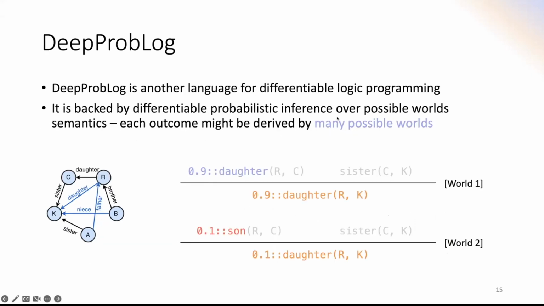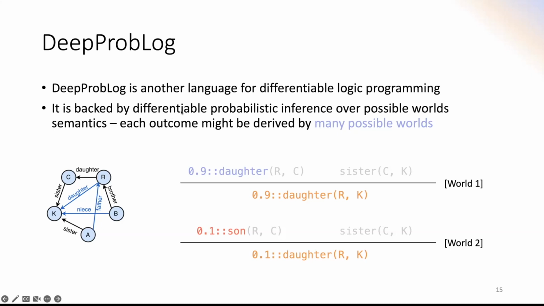And there's another line of work which is called DProbLog. So this is another language for differentiable logic programming. And in this case, the facts and probabilities are not simply treated as vectors or matrices. Here, each fact is treated as one discrete fact in a differentiable, probabilistic database. And then there could be multiple worlds that derive the same result, although one of the worlds will be correct and the other would be incorrect.